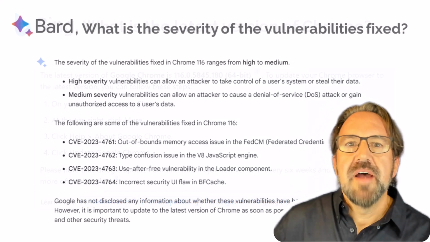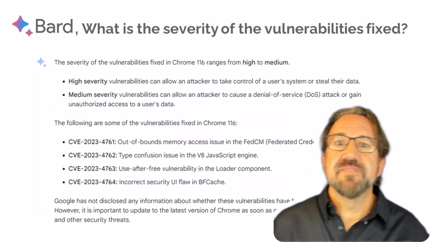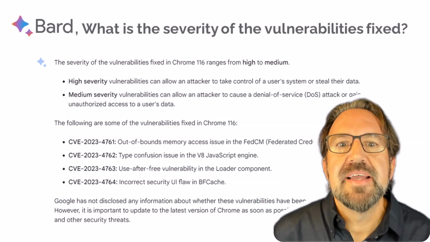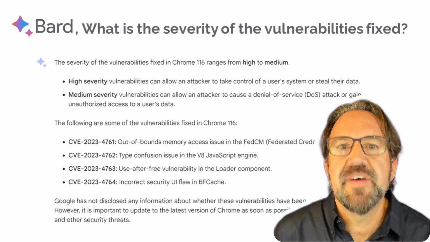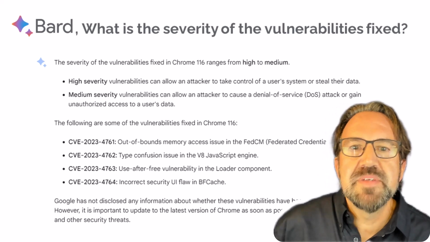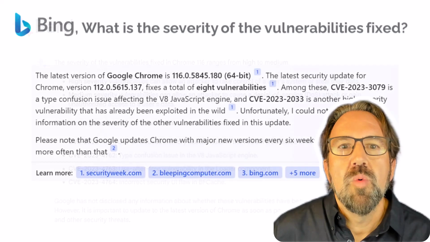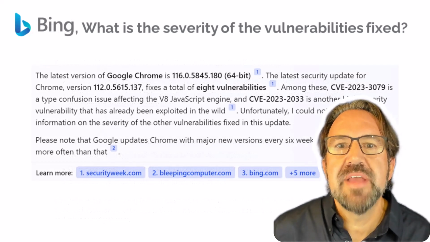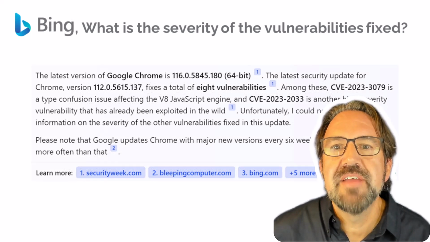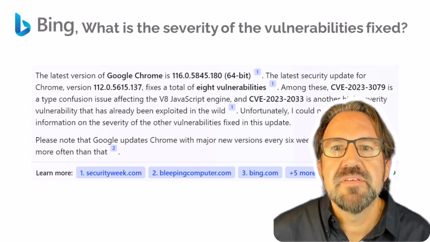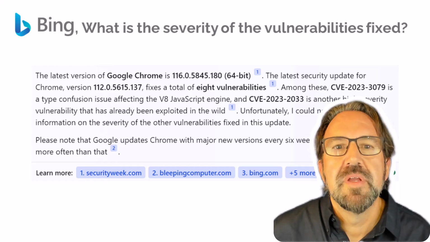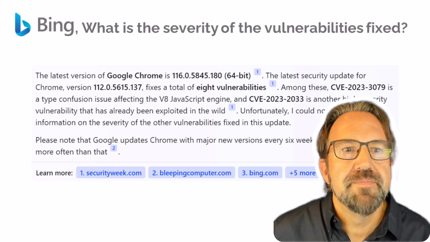I then asked Bard, what is the severity of the vulnerabilities fixed? And it kind of told me that there was some high and some medium. It defined what high and medium is and gave me some specific CVEs. When I asked Bing the same, it wasn't able to give me any severity information. It does mention a couple of the CVEs. It says there was a total of 8 vulnerabilities addressed, but doesn't give me the severity information that I look for. So definitely point Bard on that one.